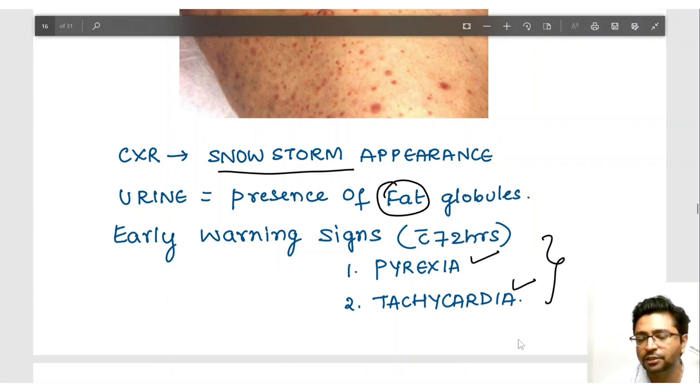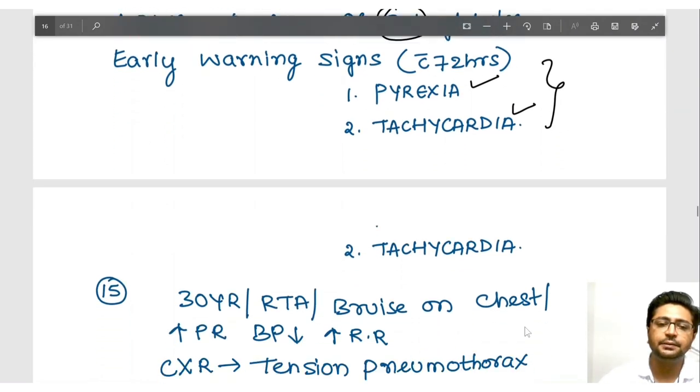Remember this: within 72 hours, if there is pyrexia and tachycardia in a patient who has faced a massive road traffic accident, one should suspect fat embolism. If there is pyrexia and tachycardia within 72 hours, remember this point.